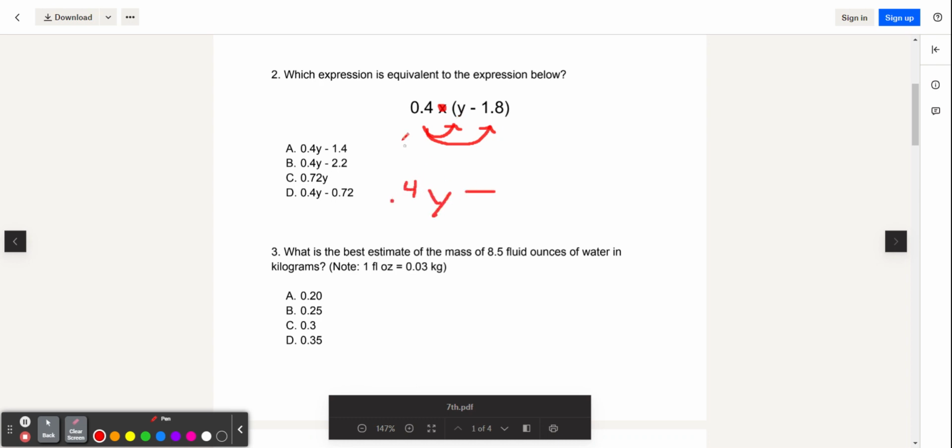If we multiply it out, we get that there's 0.4y, so we can eliminate this, and 0.4 of negative 1.8, which means it will be much smaller, less than half, so the only option is D. It can't be B because that increases, and 1.4 isn't quite small enough. If you were to multiply it out using a calculator, I'm sure you'll get the same answer.